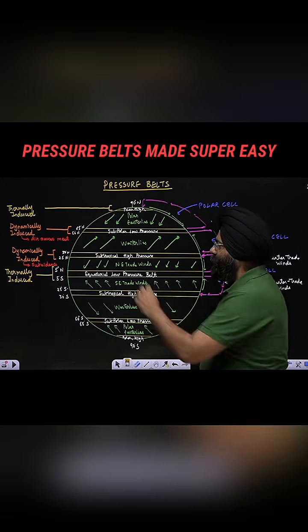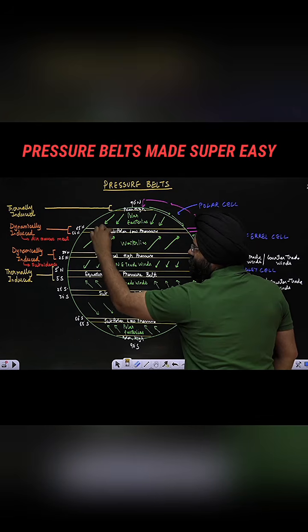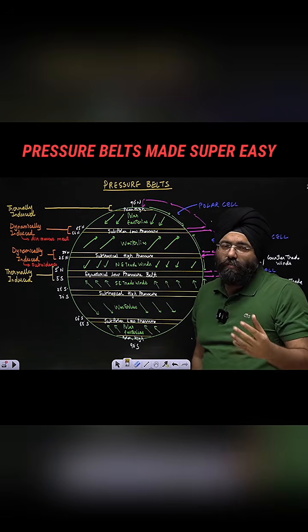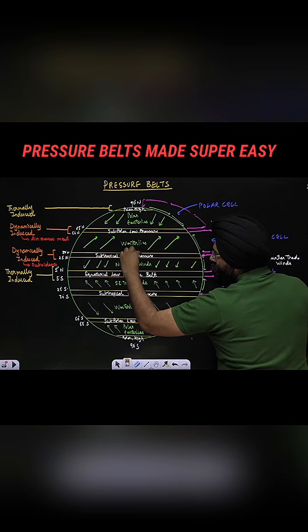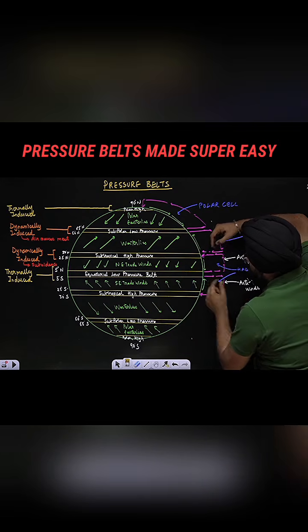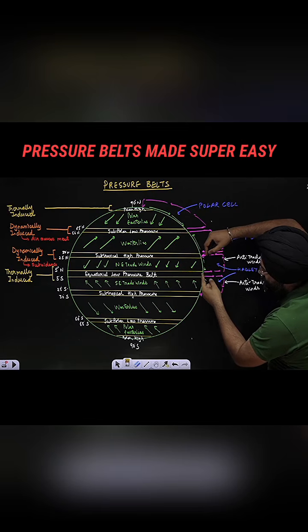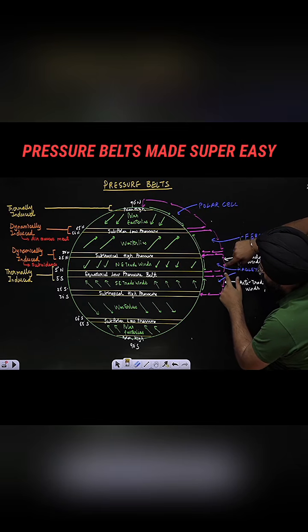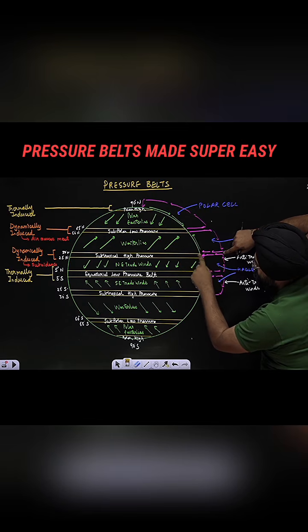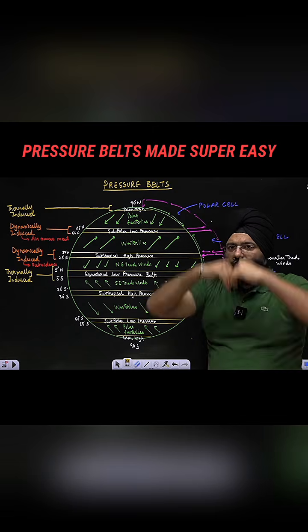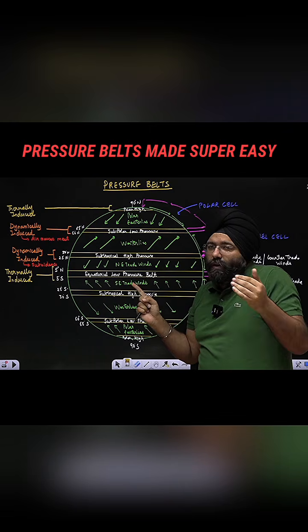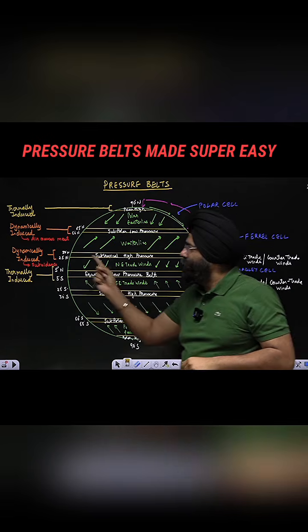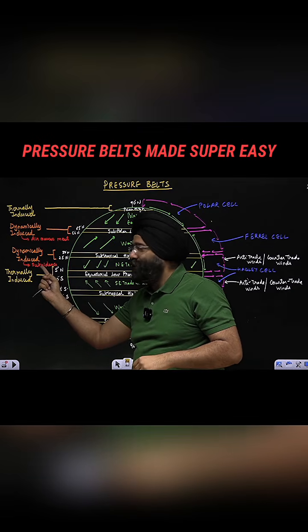On the other hand, the subtropical high pressure and subpolar low pressure are not thermally induced, rather dynamically. How? Let's understand. The subtropical high pressure is created because the air which had risen from the equatorial low pressure basically moves and then subsides in this particular region. The subsidence of air in the particular region leads to the creation of a high pressure. It is not because of the temperature. That is why it is known as dynamically induced, because of the subsidence.